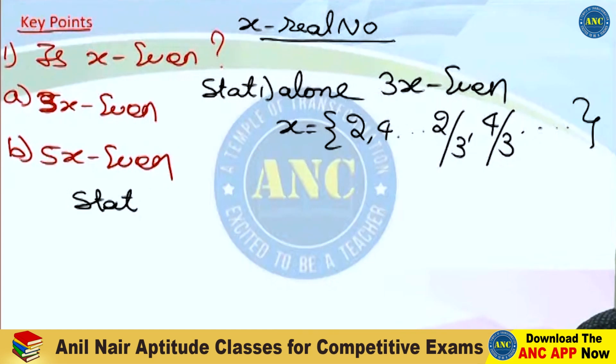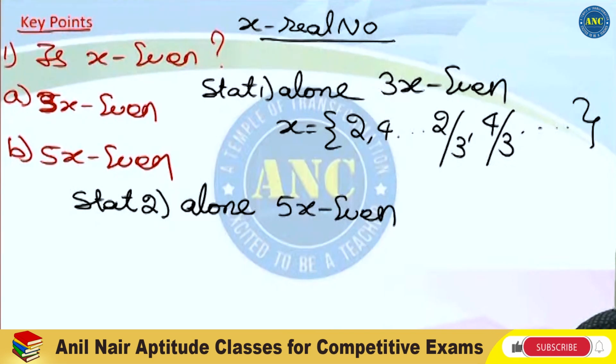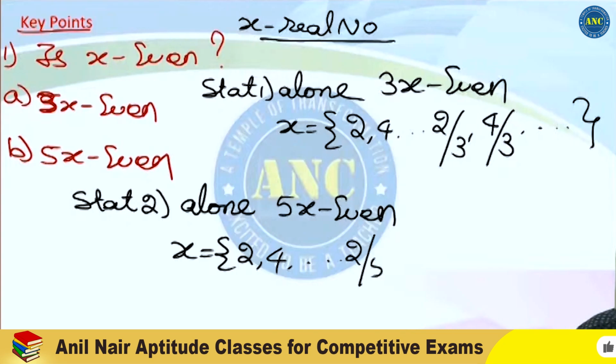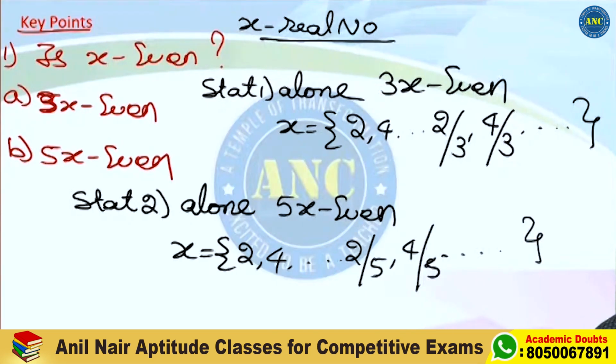Statement 2 alone: similarly, 5x is an even number. If 5x is an even number, x is 2, 4 and so on, and also 2 by 5, 4 by 5 and so on. Now if you observe these, x is 2, 4, 6 or 8 and so on.